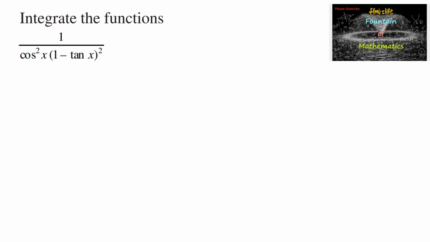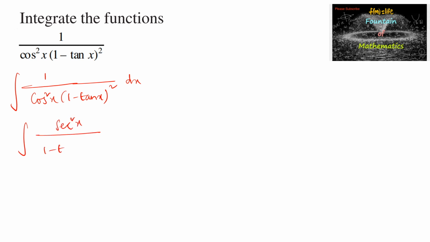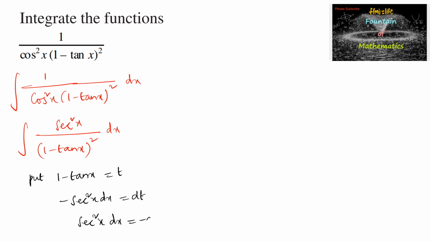Integrate the function 1 upon cos square x into (1 minus tan x) whole square. Integral 1 upon cos square x into (1 minus tan x) whole square dx. This can also be written as secant square x upon (1 minus tan x) whole square dx. We know differentiation of tan x is secant square x. So let us substitute. Put 1 minus tan x is equal to t. So we have minus secant square x dx is equal to dt, or secant square x dx is equal to minus dt.